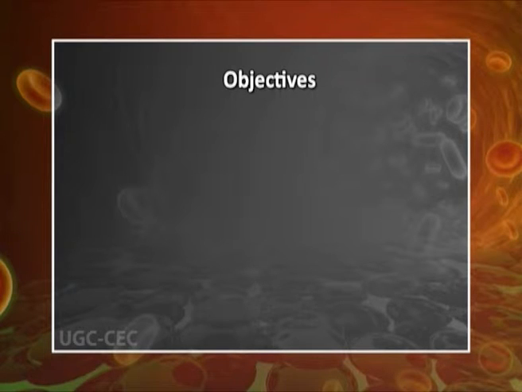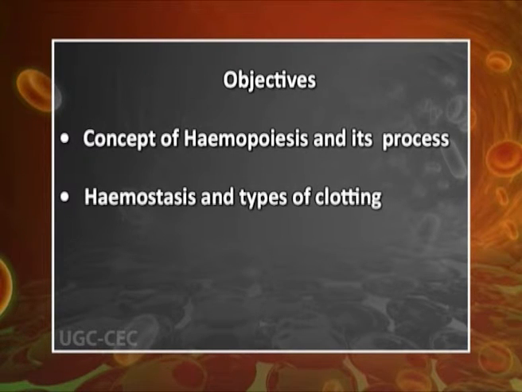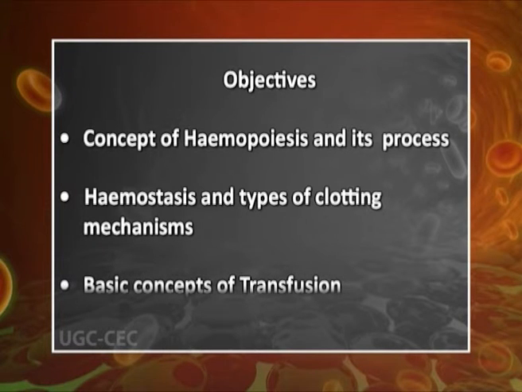Hello friends, today we will gain knowledge about the concept of haemopoiesis, hemostasis, which includes all types of clotting mechanisms, and basic concepts of transfusion. Our main objectives will be: first, the concept of haemopoiesis and its process. Second, to study about hemostasis and all types of clotting mechanisms. And third, to know about the basic concepts of transfusion.